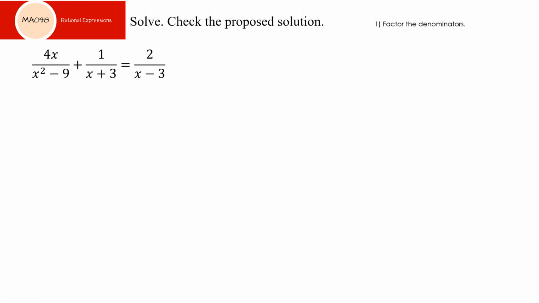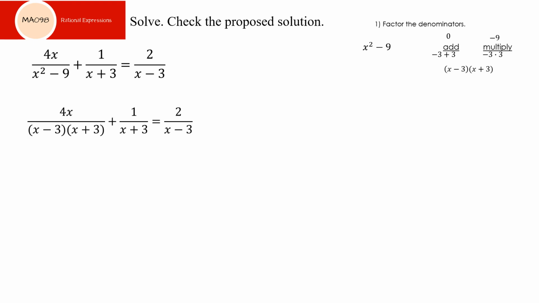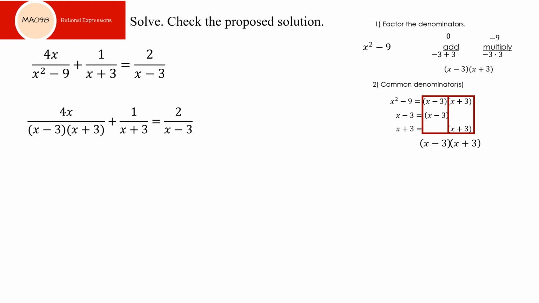For this one, the first thing we have to do is factor the denominators. So we have x squared minus 9. That means I have to find things that multiply to negative 9 that add to 0. Well, in this case, that's x minus 3 and x plus 3. When we look at the other denominators, we have an x plus 3 and an x minus 3. So what's our common denominator going to be? Well, we're going to line up the denominators, just like that. We're going to make a square around everything. And it turns out that our common denominator is going to be x minus 3 and x plus 3.